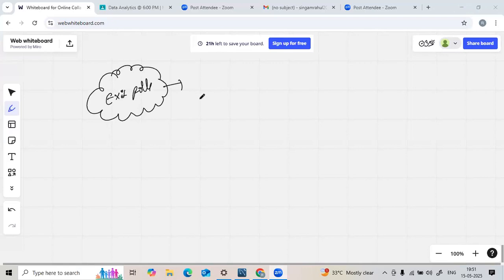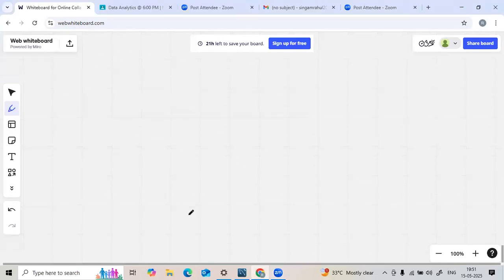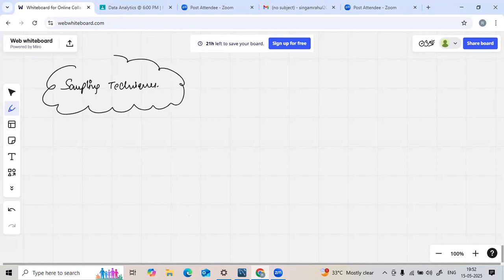Now, when we are referring to this concept, extracting a sample out of your population, we'll be dealing with sampling techniques too. So what are sampling techniques? A technique that you are going to utilize to extract a sample out of your population.